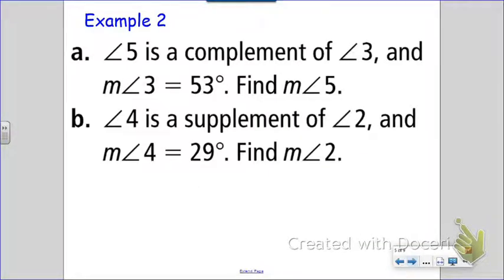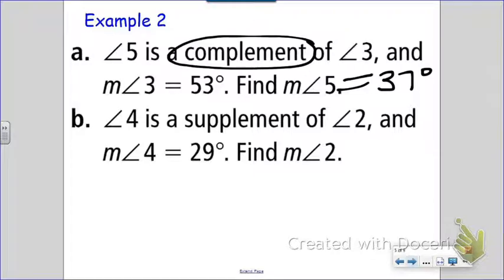Our next example: angle 5 is a complement of angle 3, and angle 3 is 53 degrees. Find the measure of angle 5. Complement means that the sum is 90 degrees. So to find our answer, we're going to take 90 degrees and subtract 53 degrees. We get a total of 37 degrees.